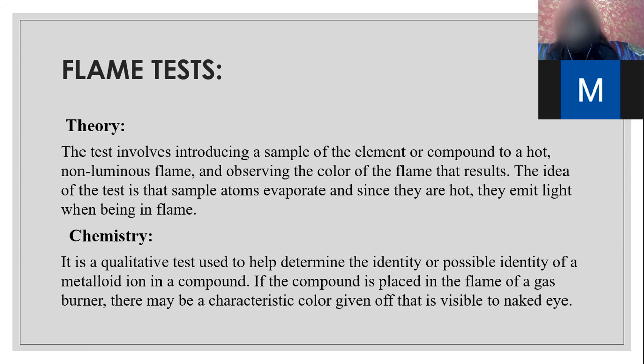If we don't know about a compound or a metalloid ion in it, we can do its flame test, and in this way we are able to identify it. If the compound is placed in the flame of a gas burner, there may be a characteristic color given off that is visible to the naked eye, and in this way we can identify the element, metal, metalloid ion, whatever it is.